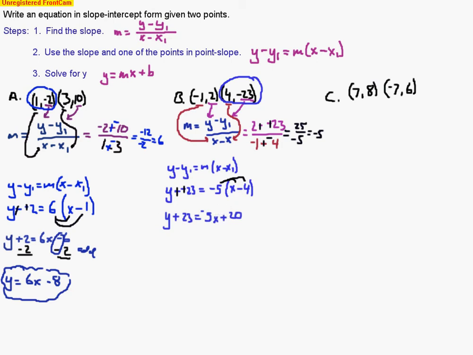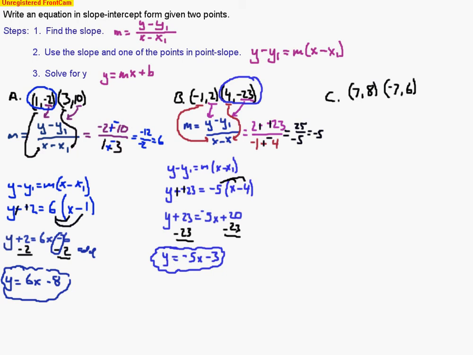Well, we just have one final step there, and that is to isolate y. So I'm going to subtract 23 from both sides. And when I do that, I've got y by itself. So now my answer is y equals -5x, and then minus 3. So there it is. That is my equation in slope-intercept form.